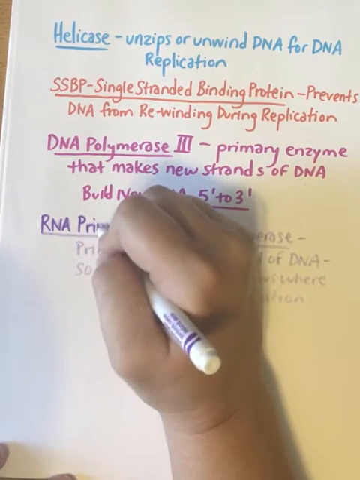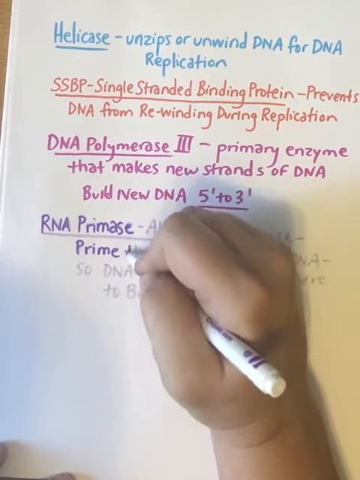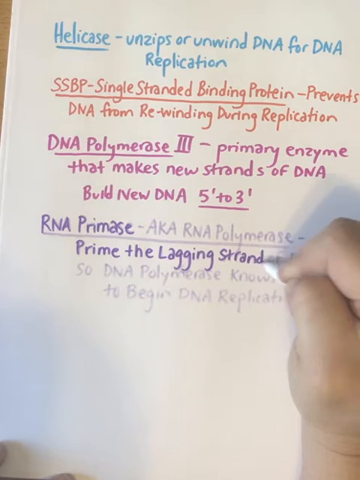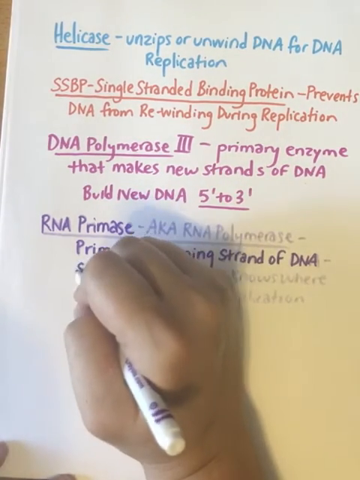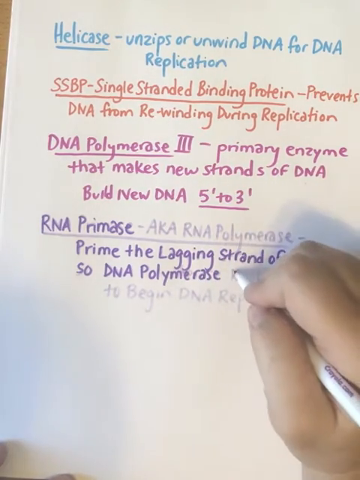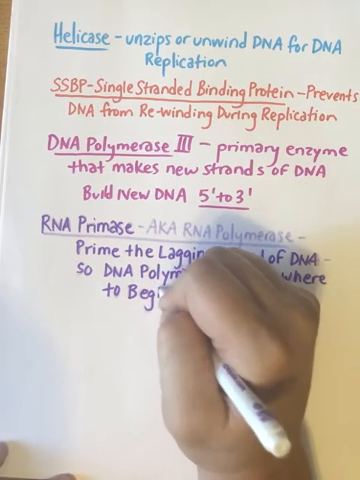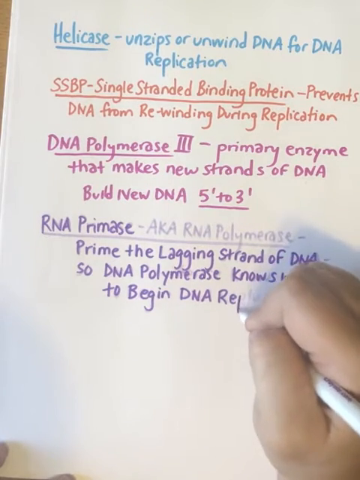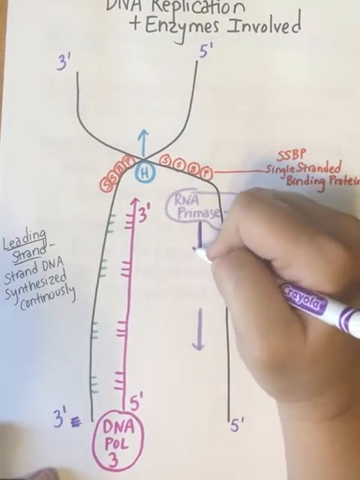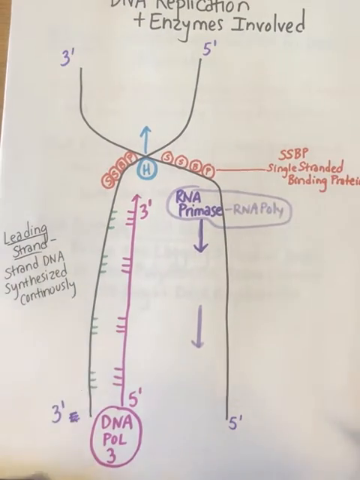RNA primase is also called RNA polymerase. It is going to prime. Prime means to get ready. The lagging strand, which we're about to label, of DNA. So DNA polymerase III knows where to begin DNA replication on the opposite side. So now we're working on the right side. It's priming it, it's getting it ready, but it is made out of RNA. Primase means to get ready. It is also called RNA polymerase.